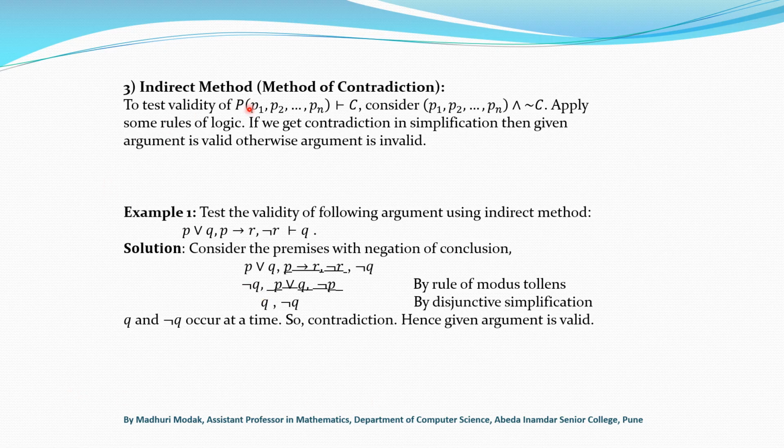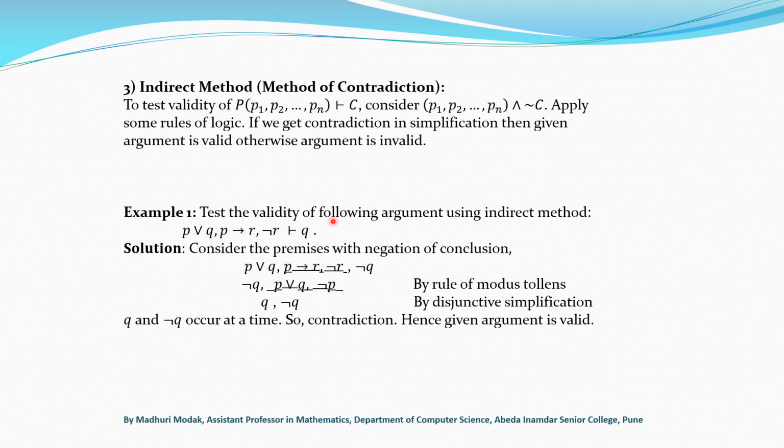Now see the indirect method. To test the validity of P1, P2, ..., Pn yield C, consider P1, P2, ..., Pn and the negation of C. Here C is the conclusion. We start with all hypotheses or premises together with the negation of the conclusion, and apply some rules of logic. If we get a contradiction in simplification, then the given argument is valid. Otherwise, the argument is invalid.